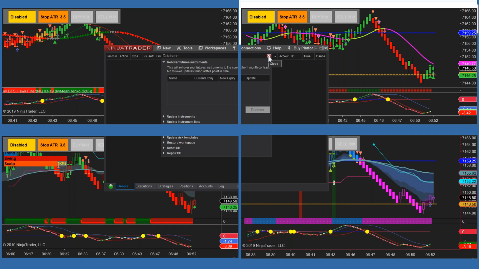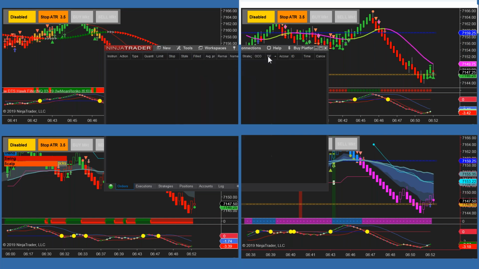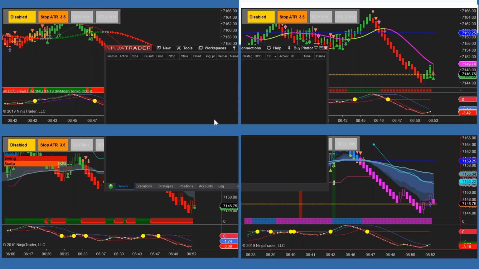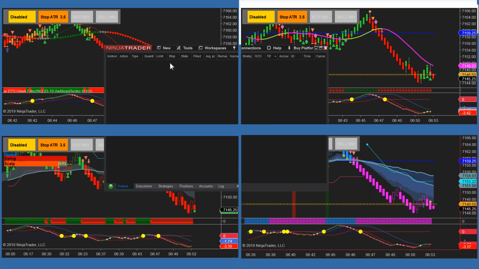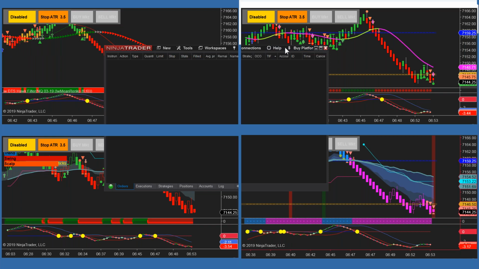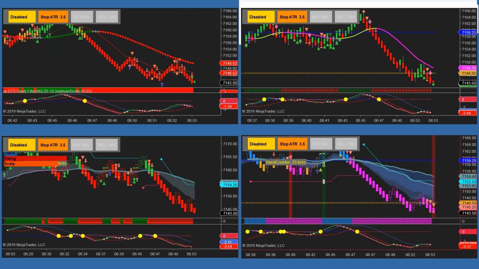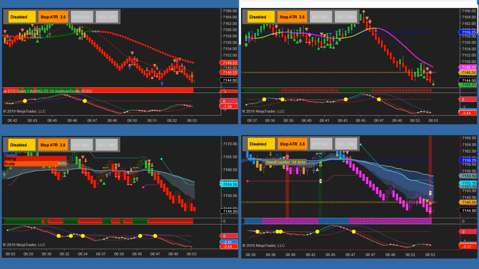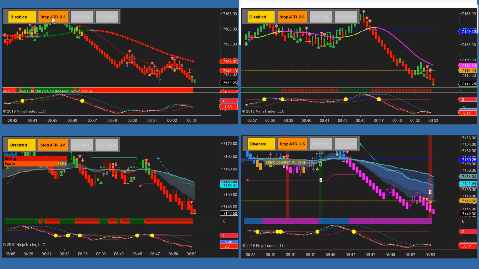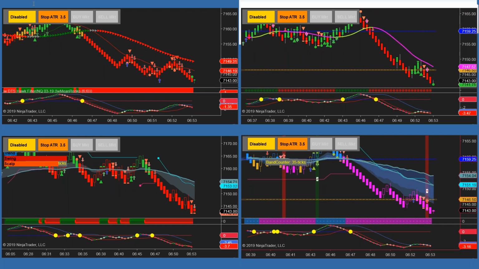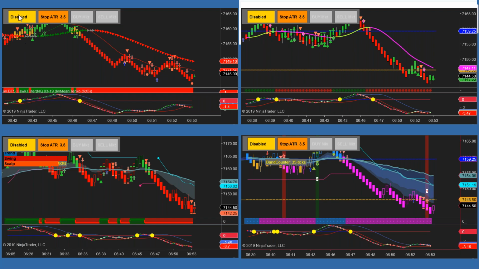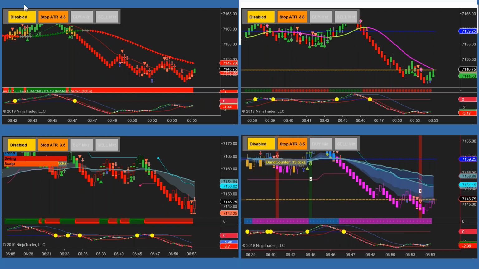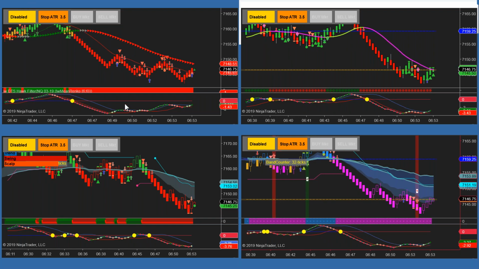I don't know, maybe it's because I just did it so often on Ninja 7 that Ninja 7 seems easier for rolling over. The other way you can do it, and I'm not sure why they did it this way, I kind of find it awkward, but you can type NQ 06-19 right into the window.